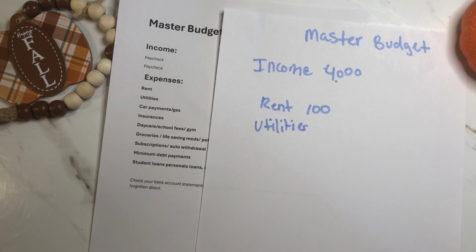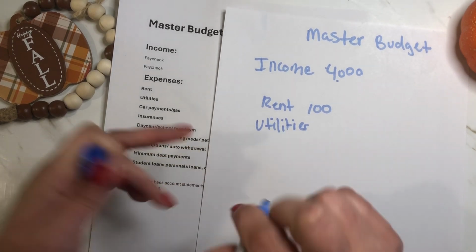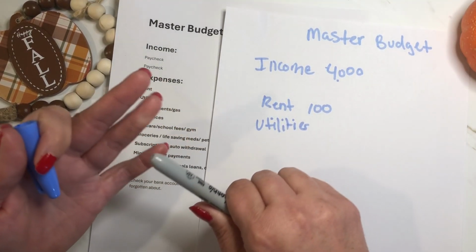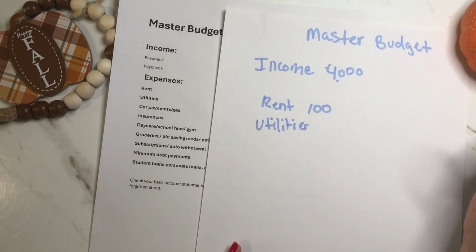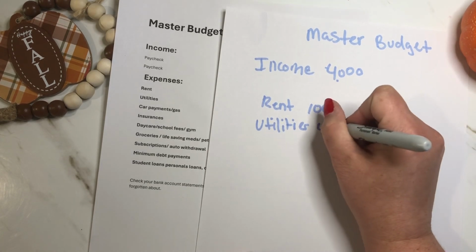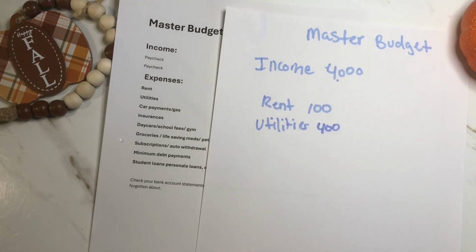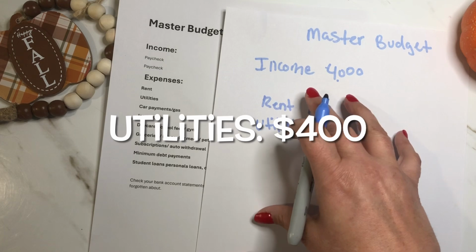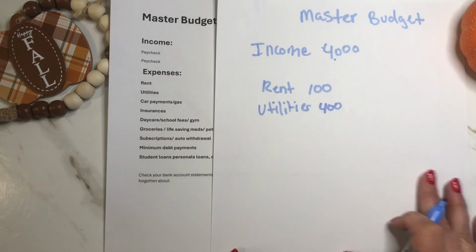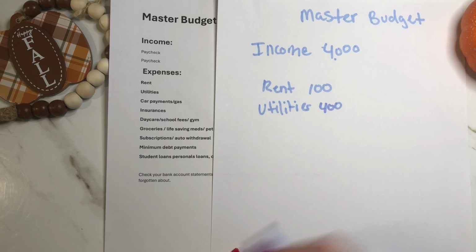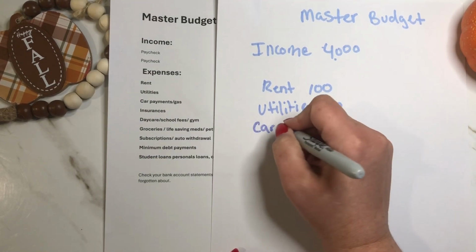So on average, utilities are things like your electric, your natural gas, your water, trash, things like that. And I know on average I need $350 to $400, so I always budget about $400. This is a master budget. This could fluctuate, but you always want to have the minimum, and you want to have a little flex room in here. Okay, so your car payment should probably be a fixed payment.